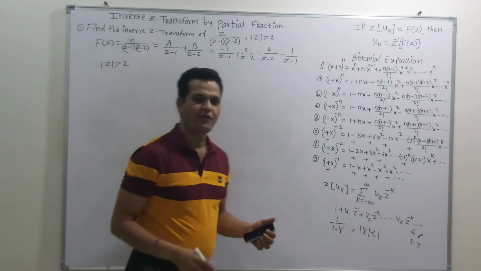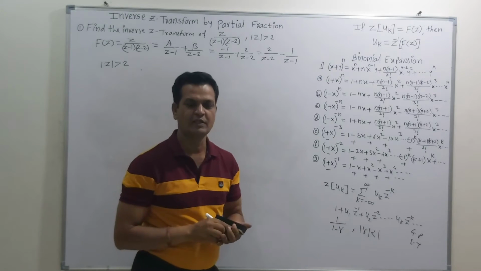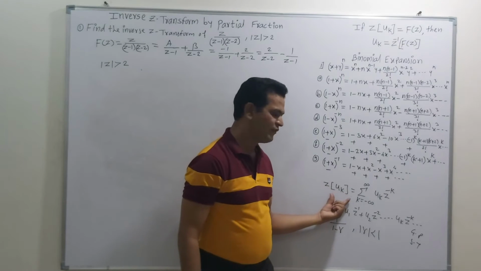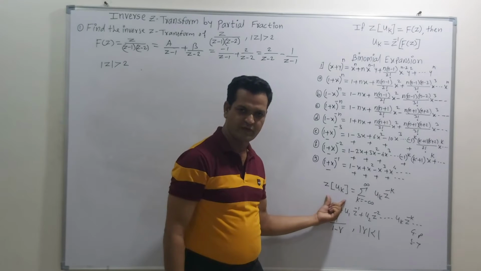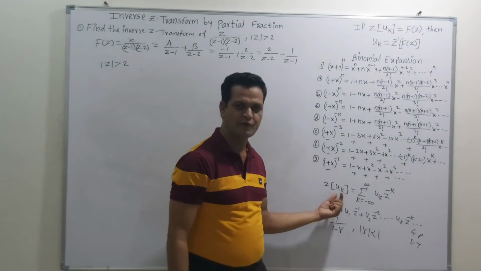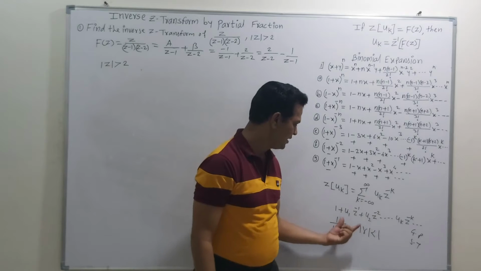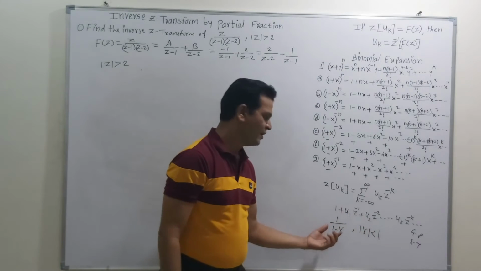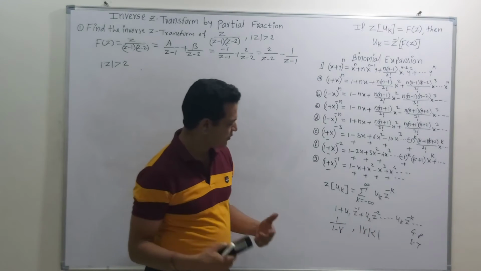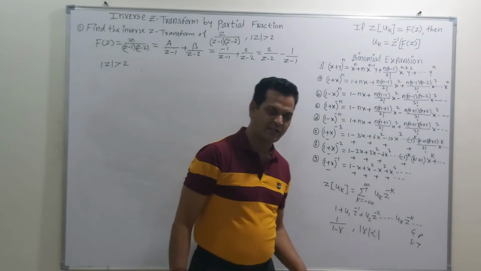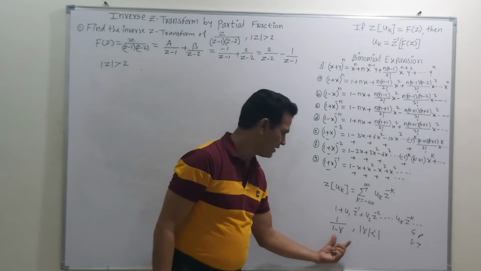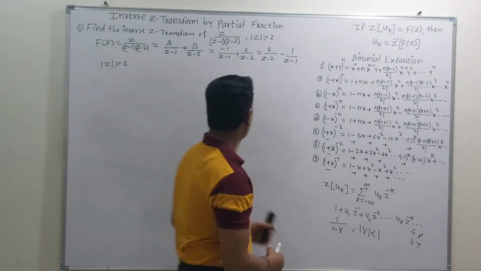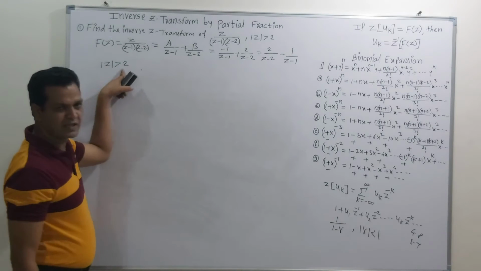So we know that when we solve any example based on the z transformation, we first write the summation, that means the definition of z transformation, which is summation u k z raised to minus k. We are expanding this summation. Then after expansion we get a geometric progression or the expansion of some standard function. So we write the sum, and this is the region of convergence. So here the region of convergence is mod of z greater than 2.